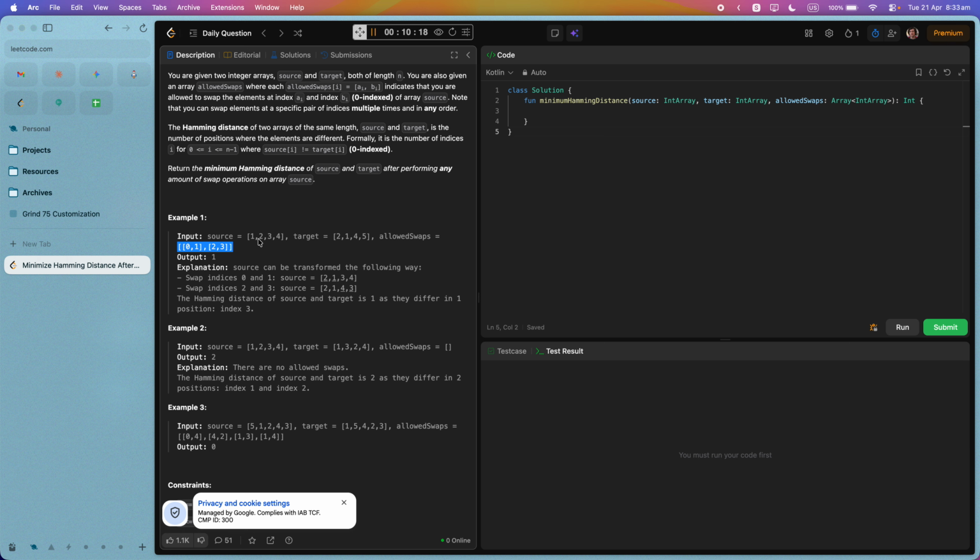Just notice this and this can also be not the same. So this is 1 2 3 4 and this is 1 2 4 5. So you cannot make at least one index the same here.